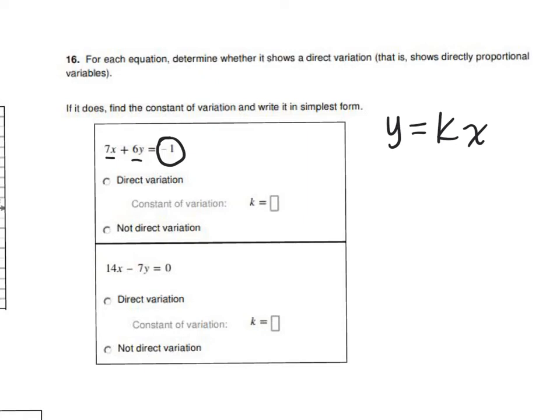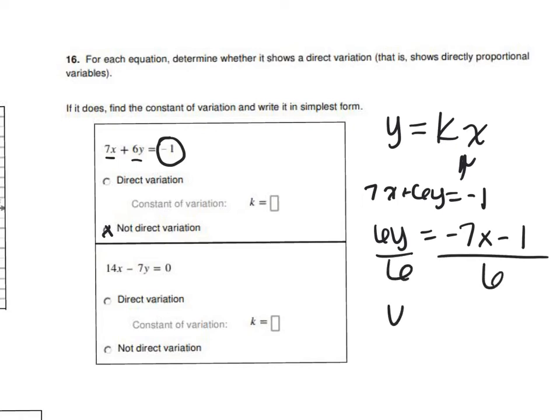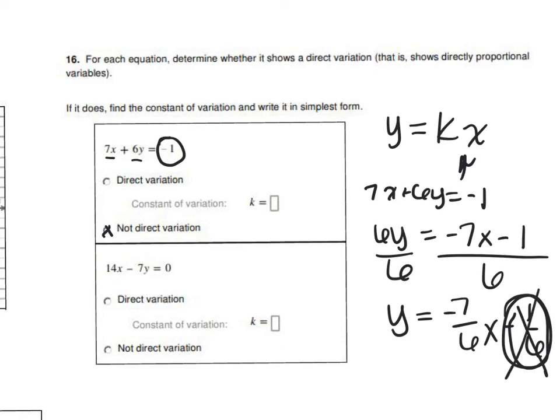That makes it not direct variation, because when I go to solve for y, if I get 7x plus 6y equals -1 and I try to put it in this form, I get 6y equals -7x minus 1. I divide by 6. I divide this entire thing by 6, and I'm left with y equals -7 over 6x minus 1 over 6. Because of this here, that's not direct variation, because our variables aren't directly proportional. So this is a no.